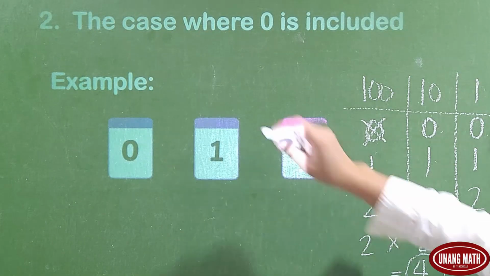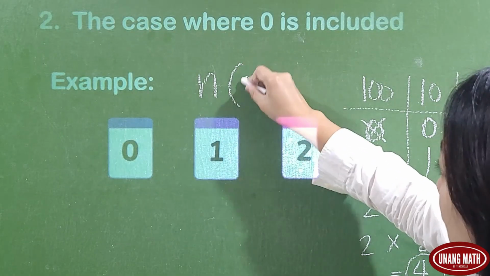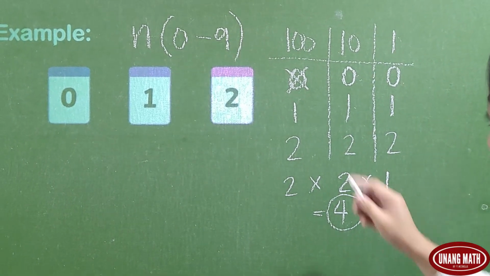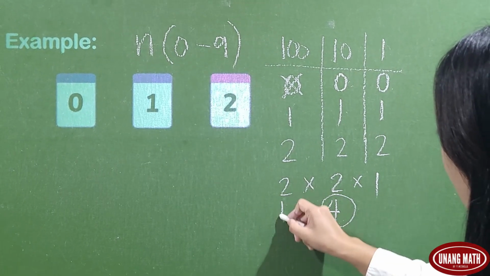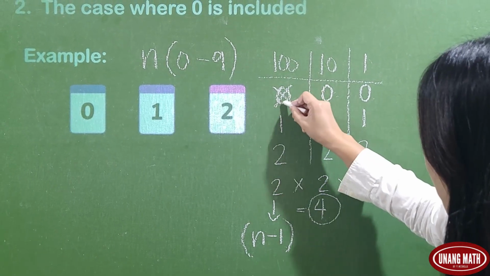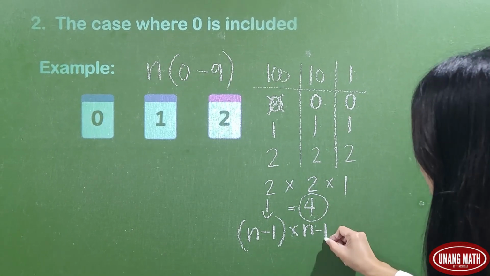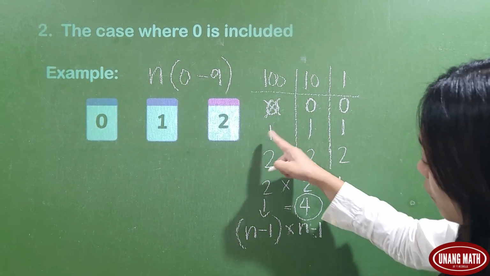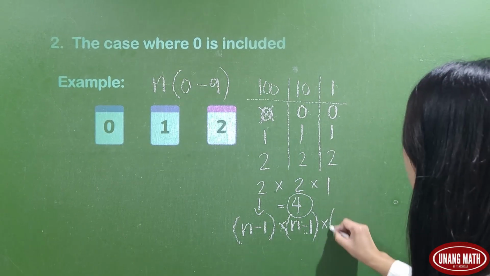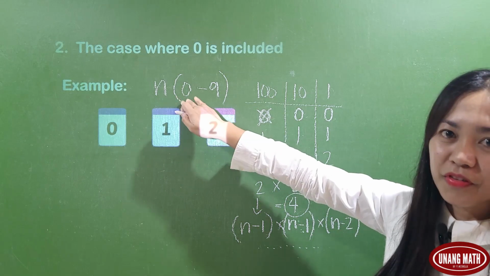Okay, so if we have n number of cards, n can be 0 to 9 number cards. To find all the possible outcomes, 2 here is n. So n minus 1. Minus 1 because 0 is not allowed in the hundreds place. Okay, times n minus 1. Minus 1 is because we already used one number in the hundreds place. Okay, times n minus 2, until all the numbers given are used.